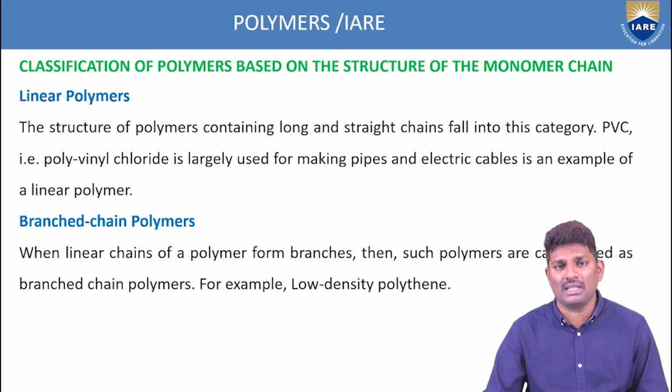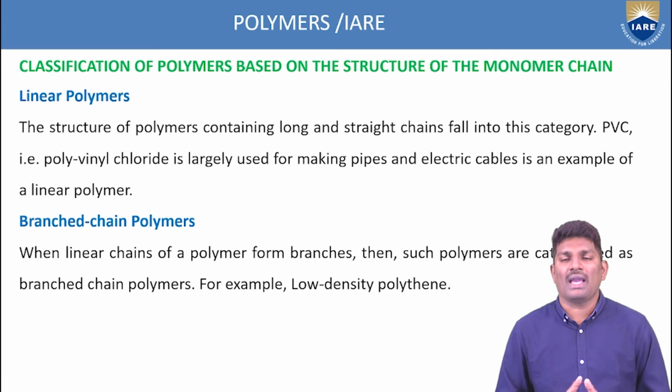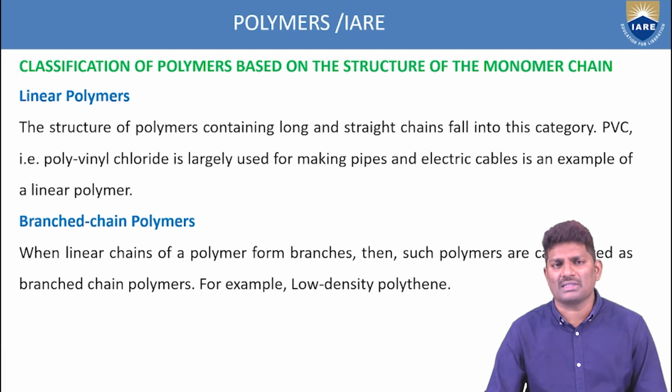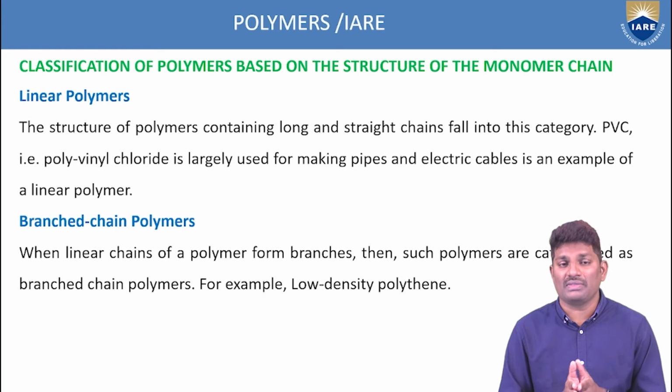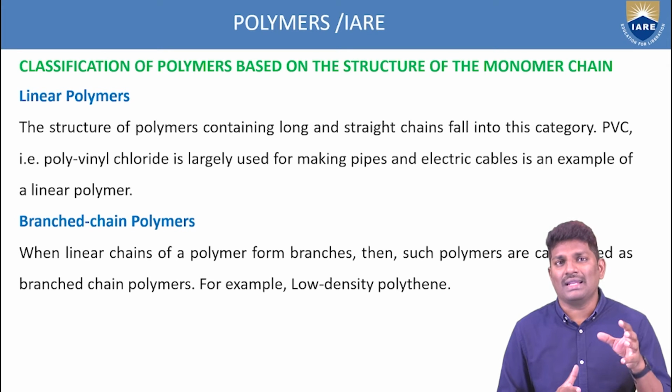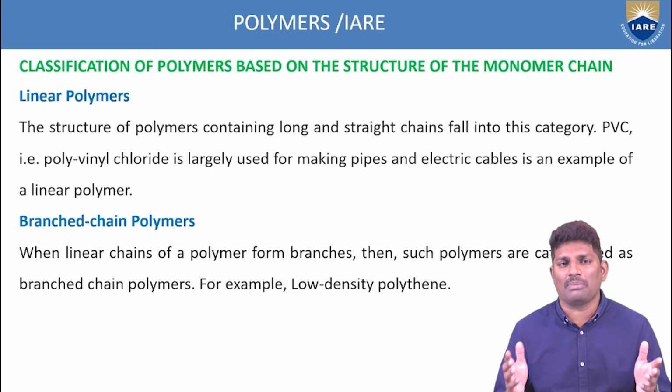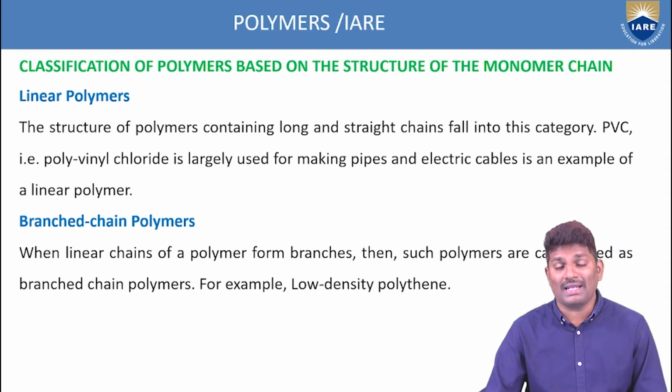What are the examples of these linear polymers? PVC, that is polyvinyl chloride, which is largely used in making pipes and electrical cables, is an example of a linear polymer. Wherever we see the PVC pipes which are used in household or industrial applications, these are all materials having a linear structure of polymer. That means it has a straight line of chain formation inside the body. That type of thing comes under the linear polymers. So the most widely used applications are the PVC pipes and also the electrical cables. These are some of the examples of linear polymers.